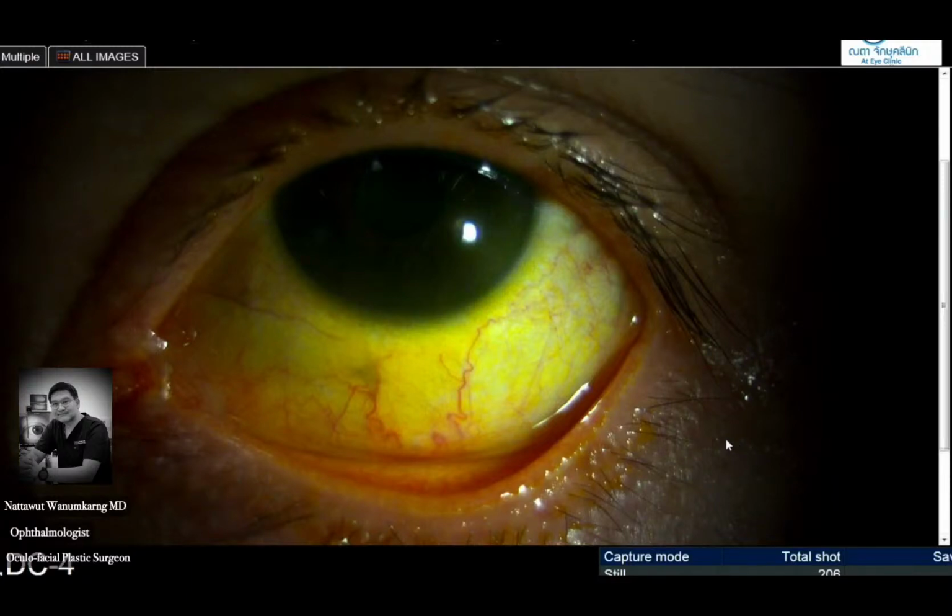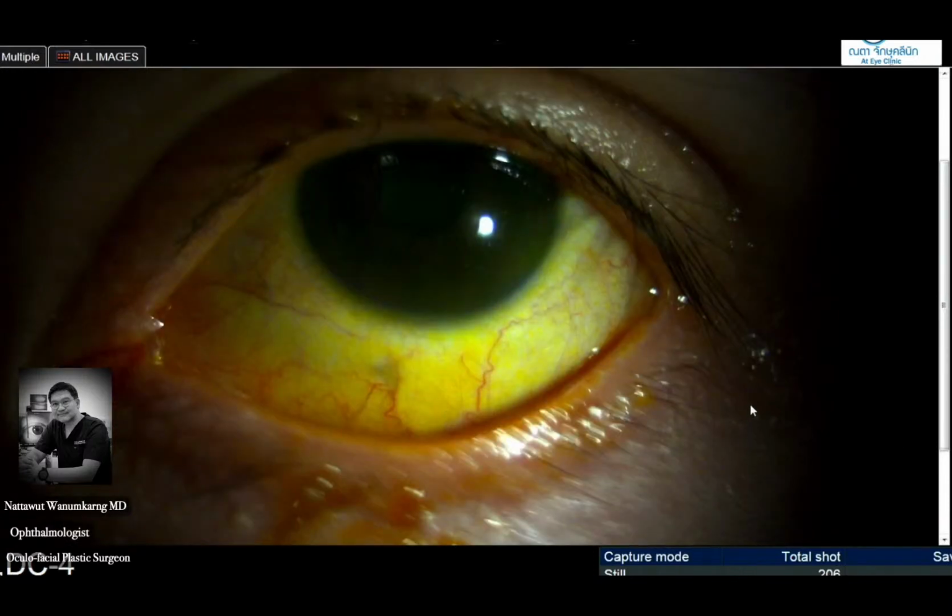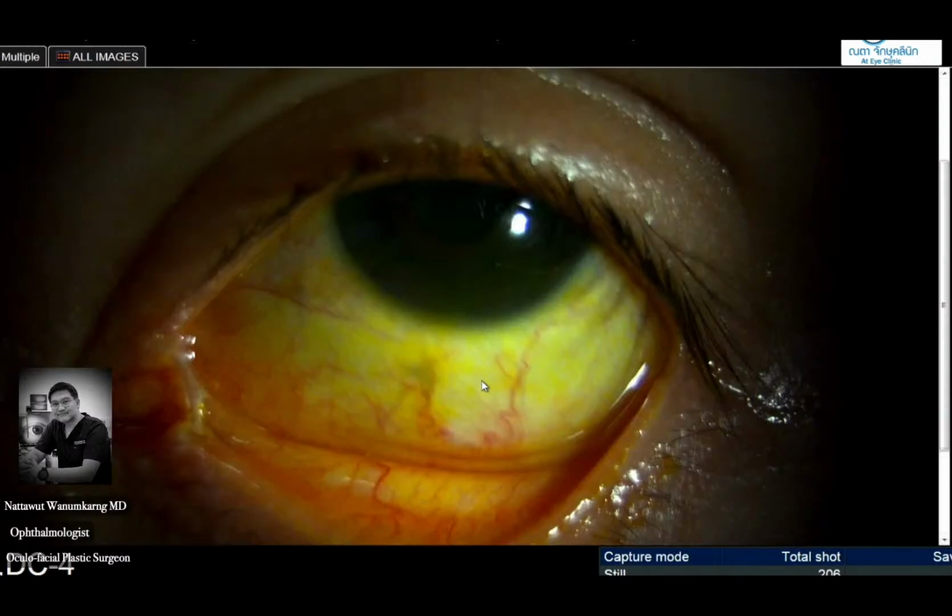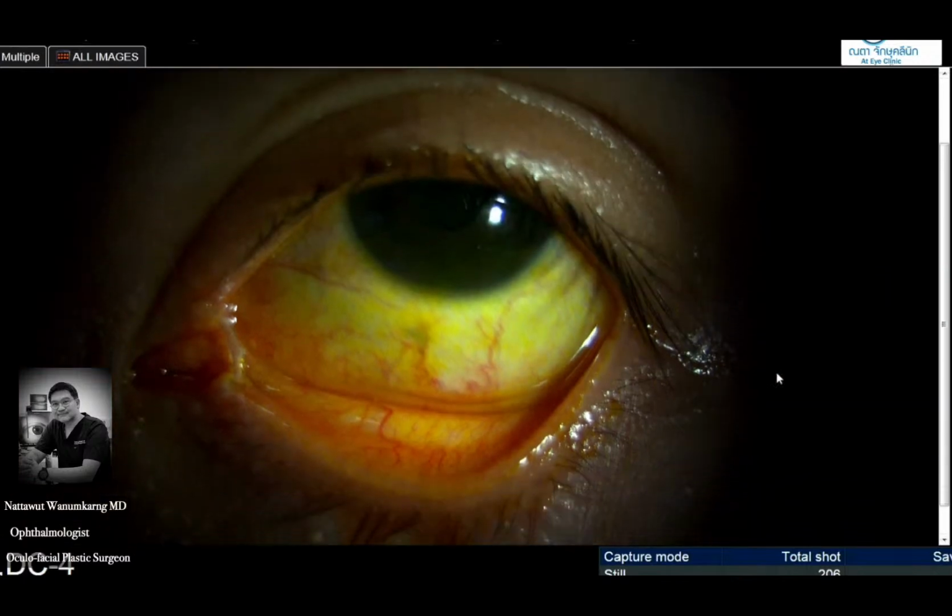This is a case with a history of nasolacrimal duct obstruction. We have done endoscopic DCR on the left side for 3 weeks, and this is a picture of the left side. When you take a look at the slit lamp, it shows the silicone tube is in a very good position on the left side.